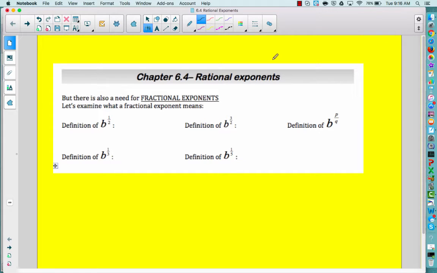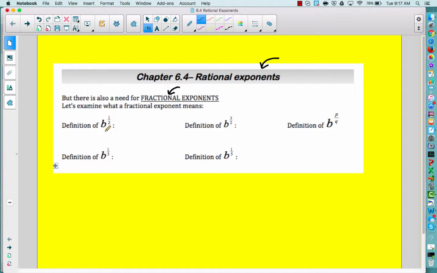Hi everyone. So today's lesson is about taking what we've been learning about roots and discussing what they look like as exponents. So today we're going to be talking about rational exponents. Rational exponents are exponents that are fractions. So I like to call them fractional exponents. So let's determine what a fractional exponent actually means and what you might be more familiar with.